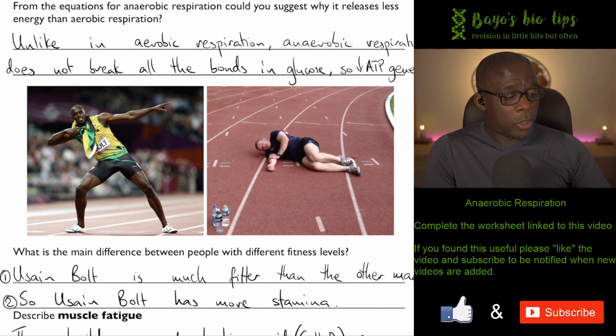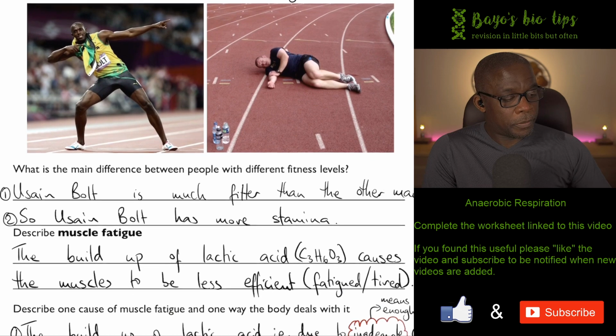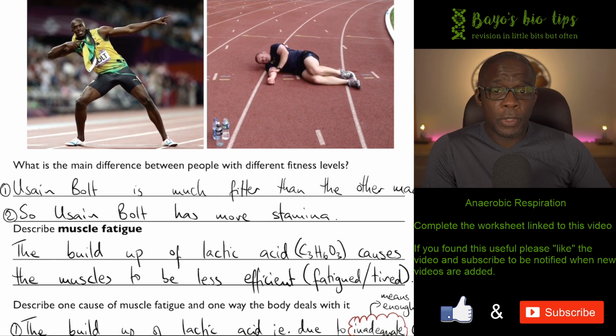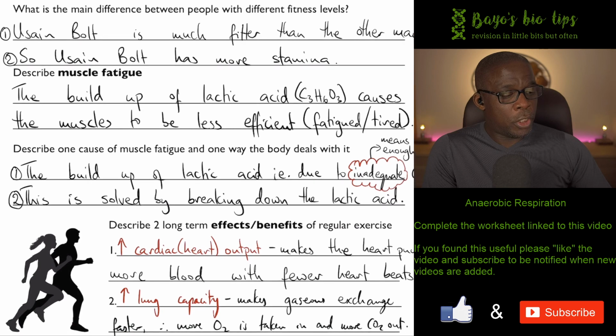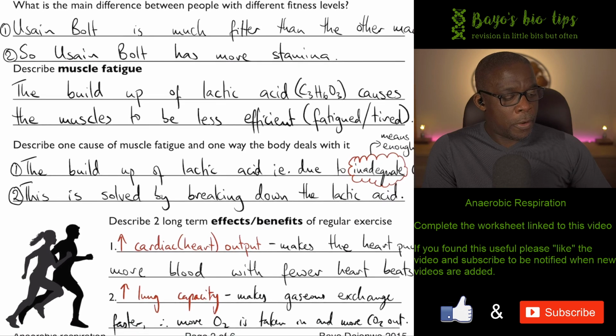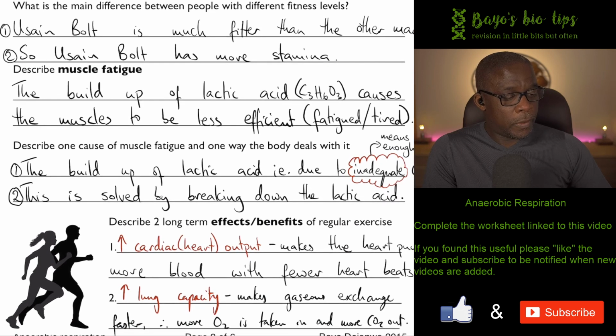So let's think about what the main difference is between an athlete like Usain Bolt and a fairly unfit person such as myself or the person in the picture. So if we have a look there, Usain Bolt is much fitter, and that's because he has greater stamina. But what brings that stamina about? So let's think about the next stage, which is what happens if you carry on doing intense exercise.